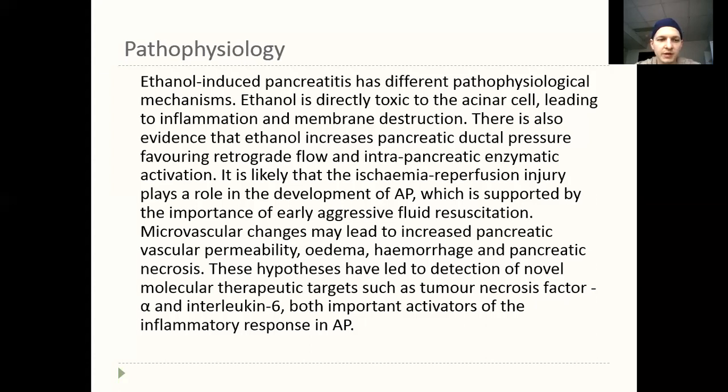It is likely that ischemic reperfusion injury plays a role in the development of AP, which is supported by the importance of early aggressive fluid resuscitation. Microvascular changes may lead to increased pancreatic vascular permeability, edema, hemorrhage, and pancreatic necrosis. These hypotheses have led to detection of novel molecular therapeutic targets such as tumor necrosis factor alpha and interleukins, both important activators of the inflammatory response in AP.